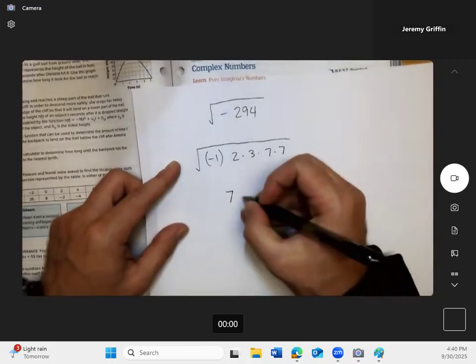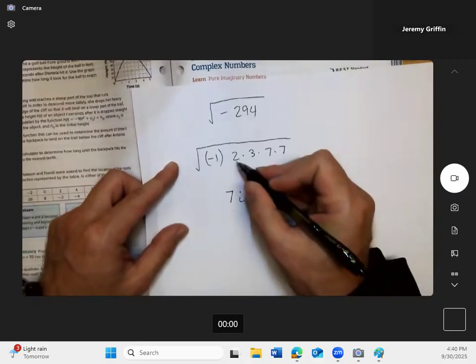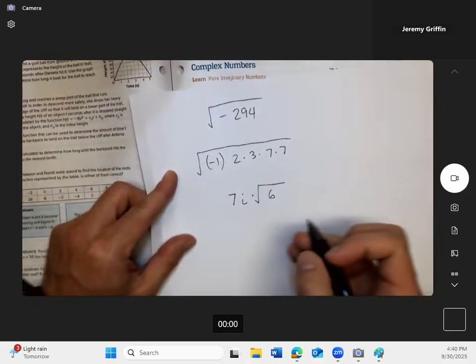The square root of -1 becomes i, so it'd be like i. Right? And I still have a square root, so multiply 2 times 3, which is 6, and that's just left in there. Right?